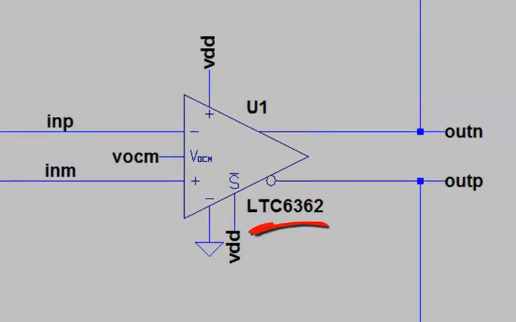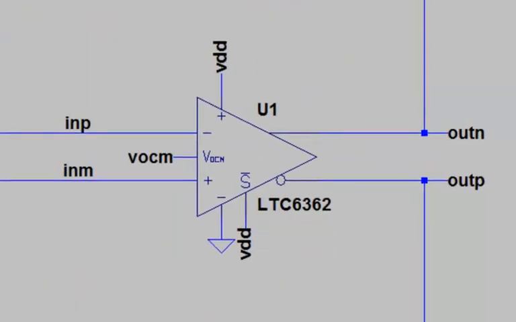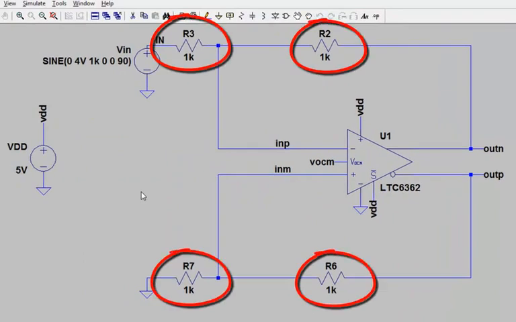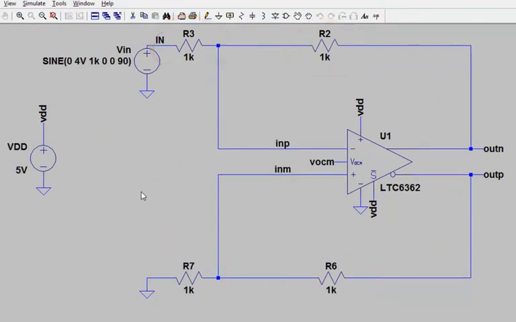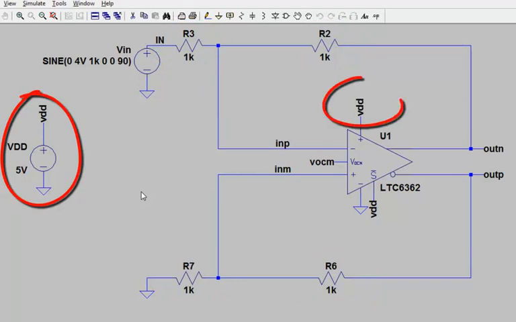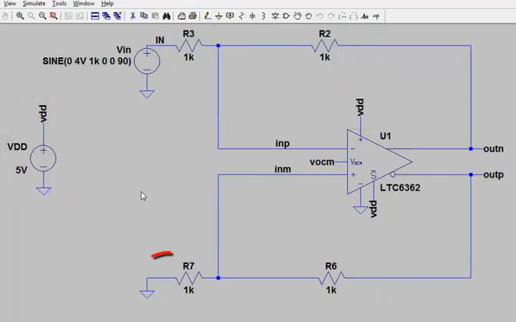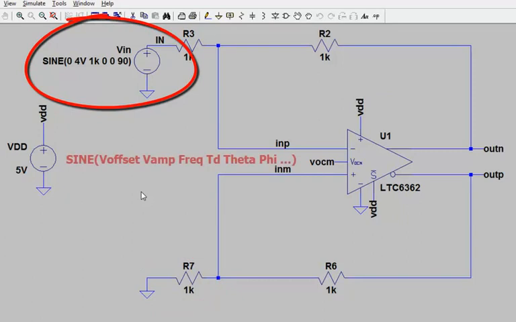Here I have the LTC6362 differential op-amp with 4 feedback resistors wrapped around it, just as shown on that component's datasheet. The circuit is powered from a single 5 volt supply. I short one of the resistor inputs to ground, and at the other input I connect a sine wave, which is centered on ground with a 4 volt amplitude.